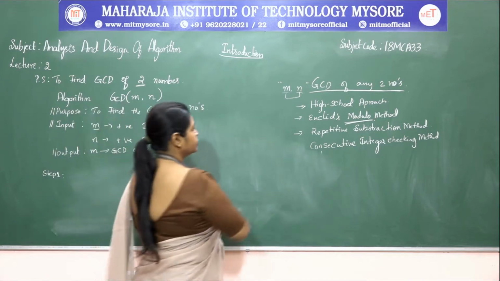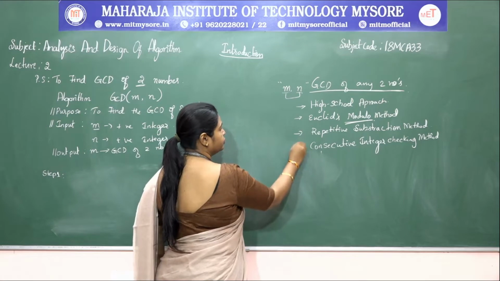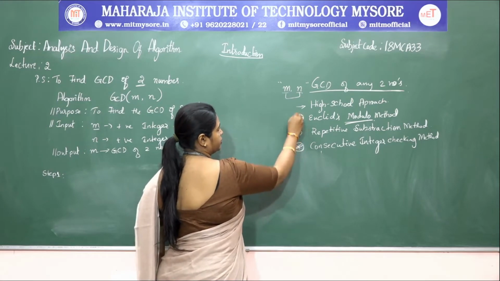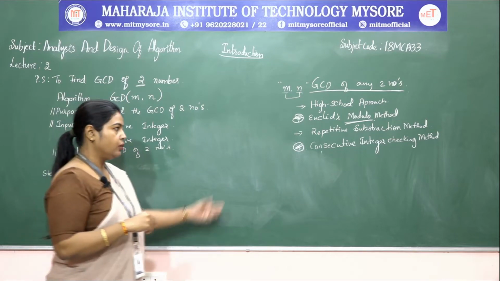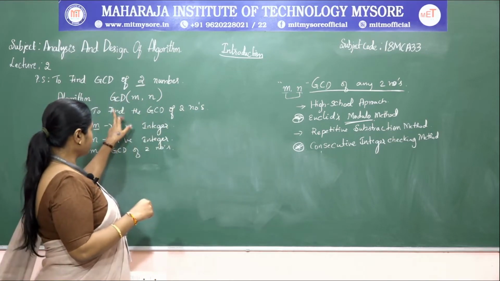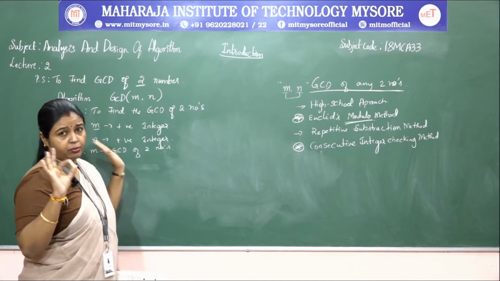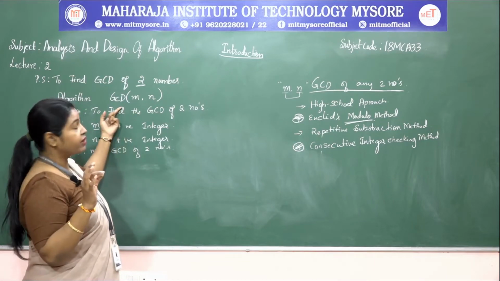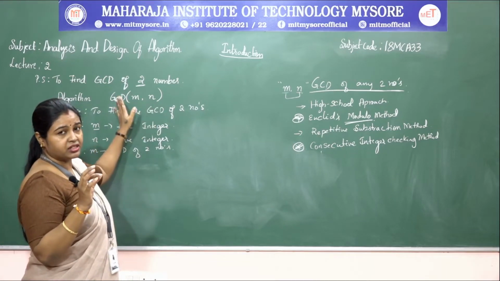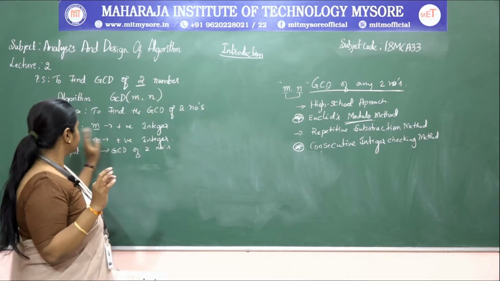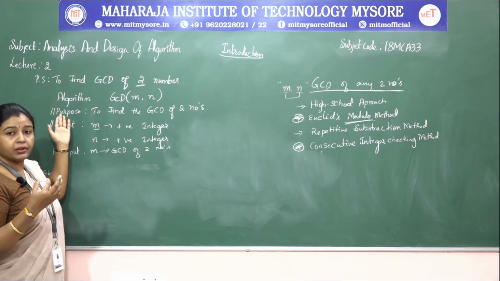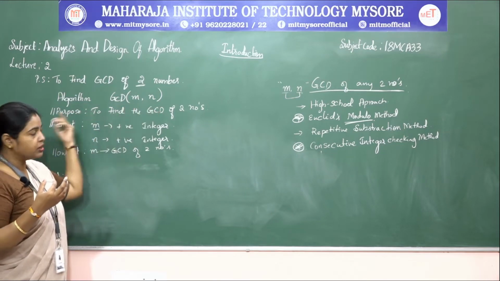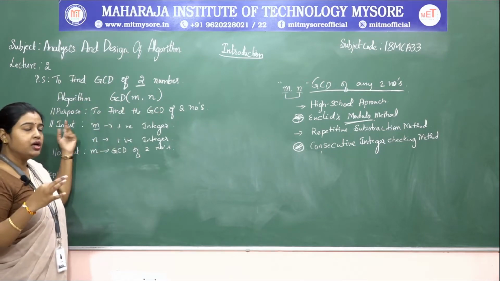The next method we are going to learn is the consecutive integer checking method. Now the same problem, I am not going to change anything. We are finding the GCD of m and n. You can have one more statement here, the description. Of course the purpose is to find the GCD of 2 numbers, but the description will change.